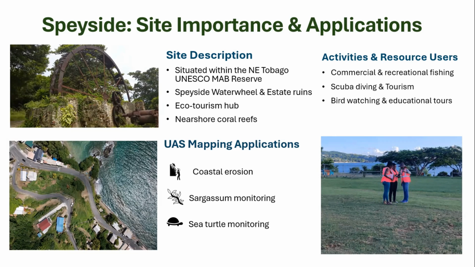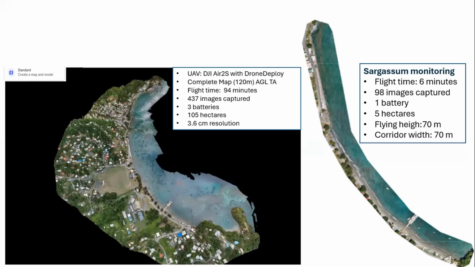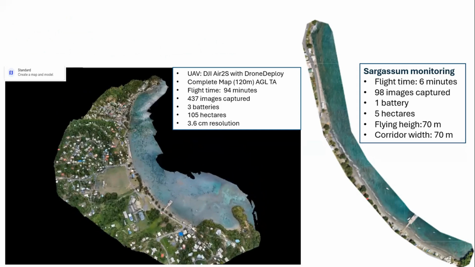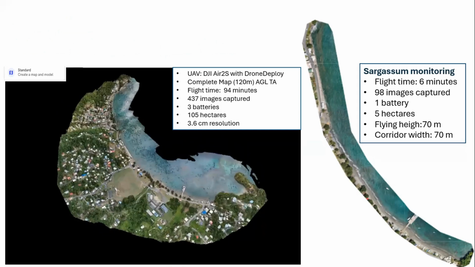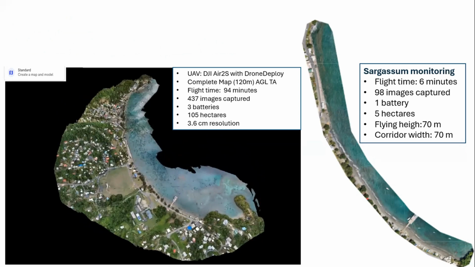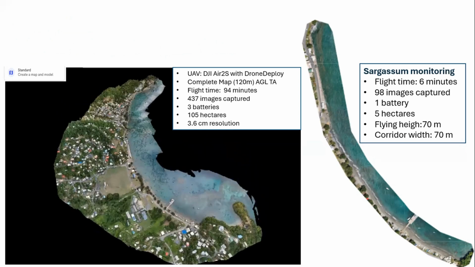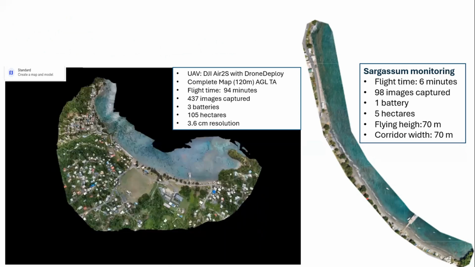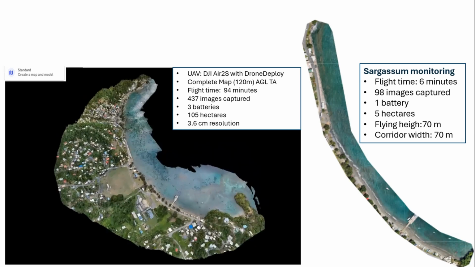The UAS mapping applications I looked at were coastal erosion, sargassum monitoring, and sea turtle monitoring. The results for the ecosystem-based map: in total, I had a flying time of 94 minutes. The drone used was the DJI Air 2S with DroneDeploy. In total, 437 images were captured, 105 hectares was mapped, and I had a resolution of 3.5 centimeters per pixel.